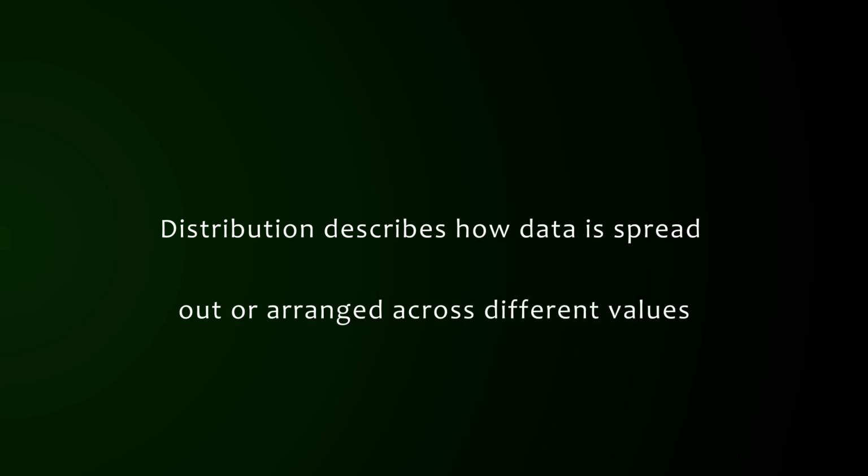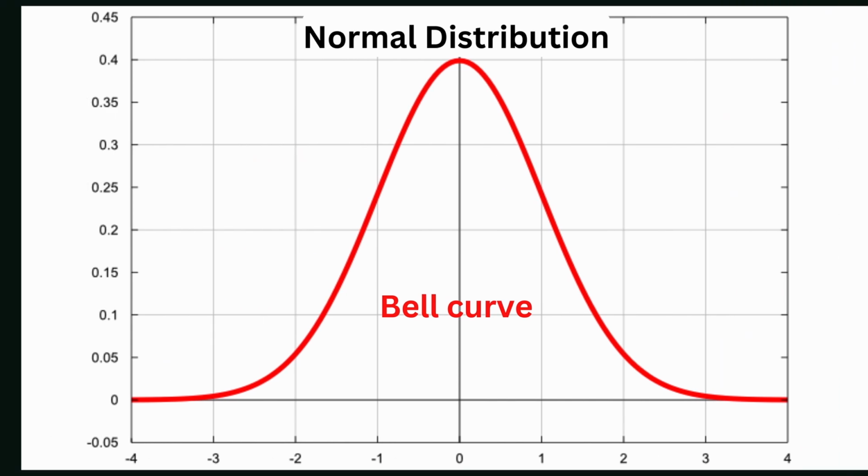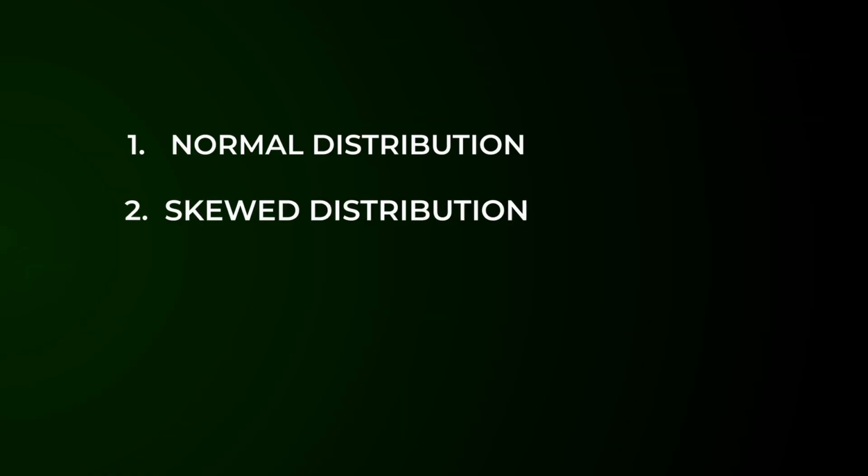Distribution. Now let's talk about data distribution, which describes how data is spread out or arranged across different values. There are different types of distribution. The first is the normal distribution, also known as the Gaussian distribution. It is characterized by a bell curve where data clusters symmetrically around the mean. So you have that bell-shaped curve. For example, weight, height, and many biological measurements often follow a normal distribution in a population. Number two, skewed distributions.